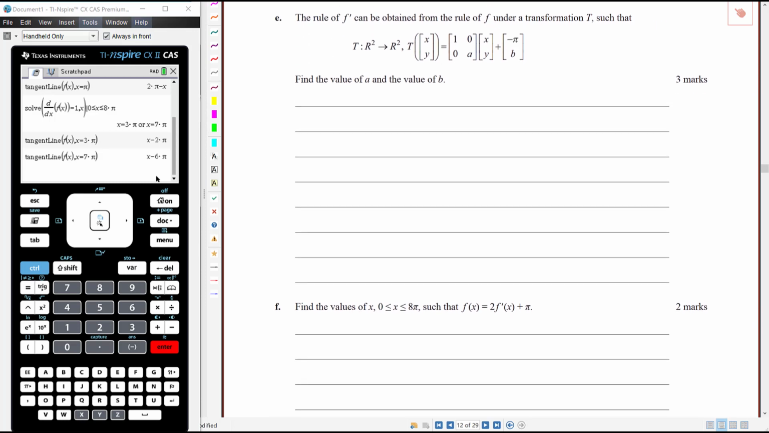The rule of f dash can be obtained from the rule of f under a transformation T. So the rule of the derivative can be obtained from the rule of the original function. So what we really need to think about here is the graphs and see really clearly what is happening here, okay?